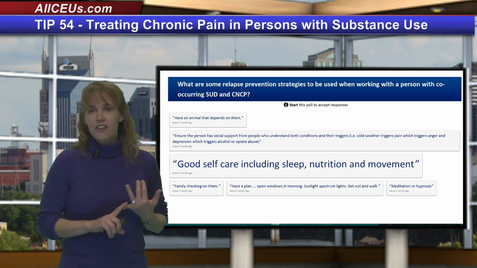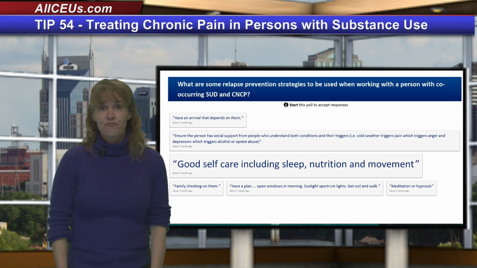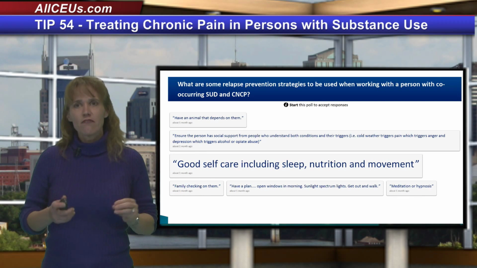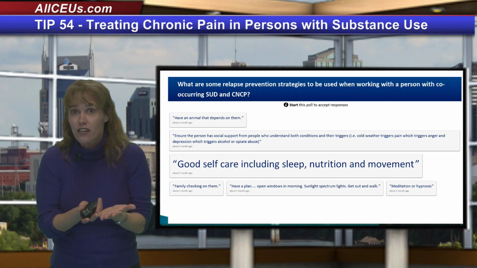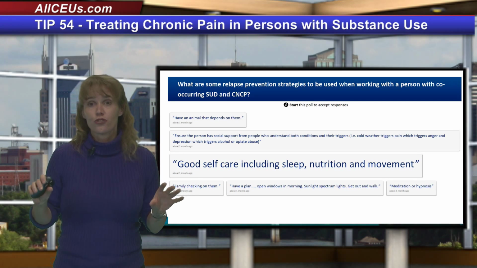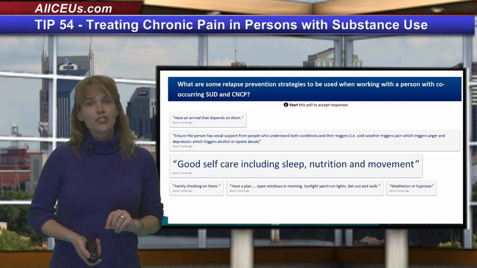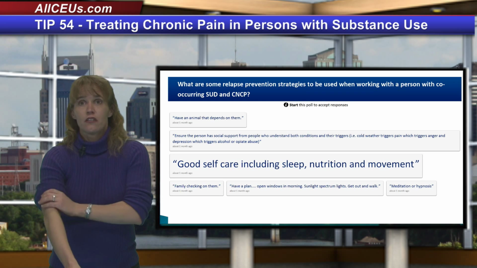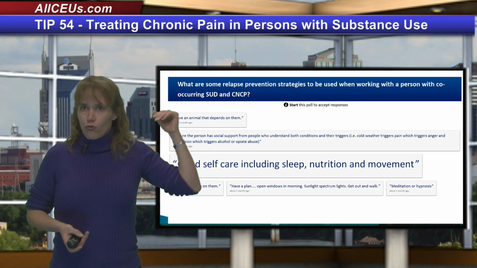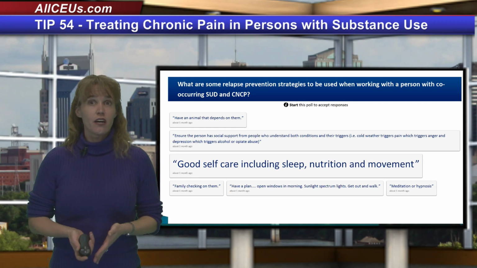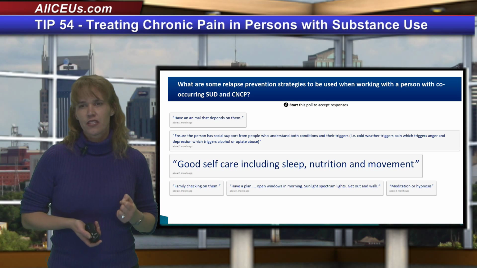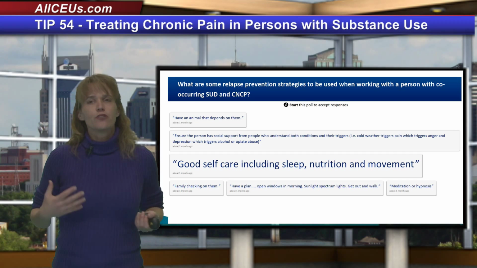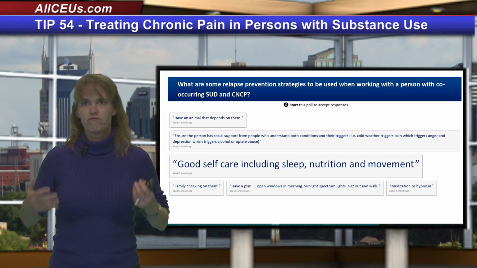Help them focus on good self-care, including sleep, nutrition, and movement. Hungry, angry, lonely, and tired. It's the basic stuff. Have them focus on the bottom of Maslow's hierarchy, those basic biological and psychosocial needs. Make sure that they have somebody that is a good social support checking in on them. They're a lot less likely to go really far down the rabbit hole if somebody's checking on them on a daily basis. Have a plan to keep those circadian rhythms going. That way you don't get too tired and achy.